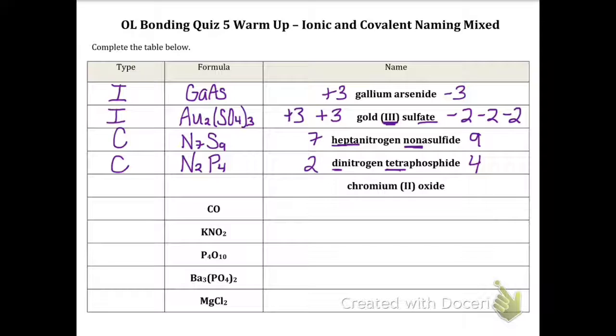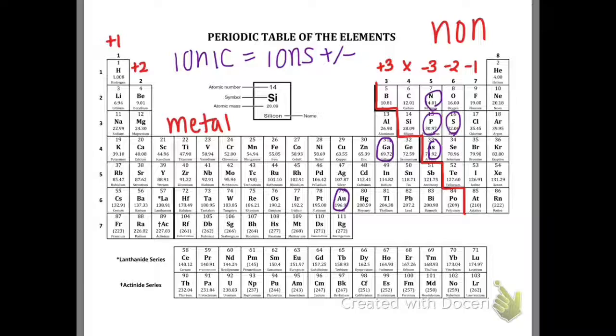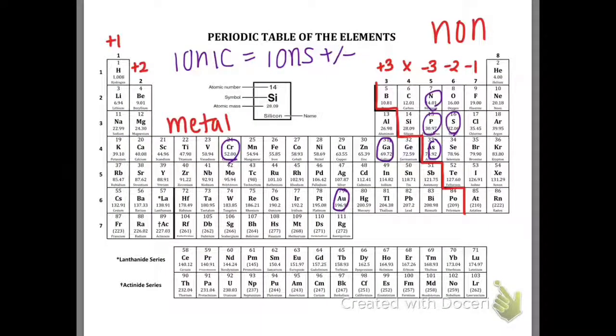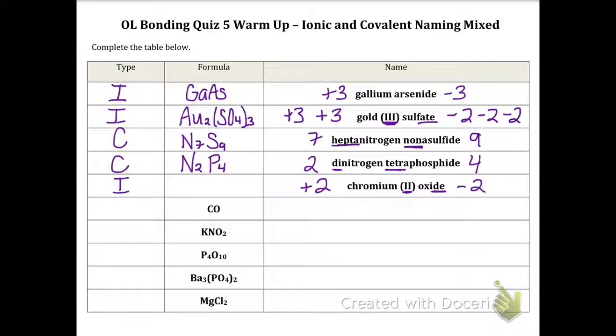Here we have chromium 2 oxide. We have a Roman numeral, so we know automatically it's ionic. Chromium is here. That's a metal. It's definitely ionic. The Roman numeral tells us that it's a positive, and that is a 2. This has an IDE ending, so we know it's the element oxygen. Oxygen is here. It has a -2 charge. So I'm going to write -2. How many of each do I need to cancel out the charges? Just 1 of each, because 2 cancels out 2. So this becomes 1 chromium and 1 oxygen.